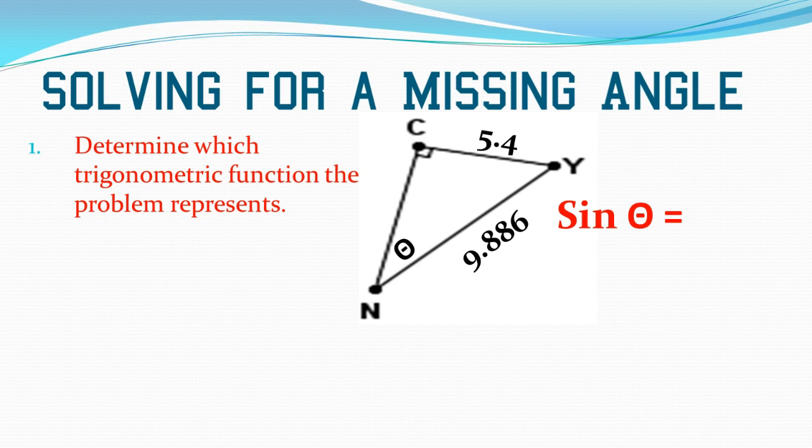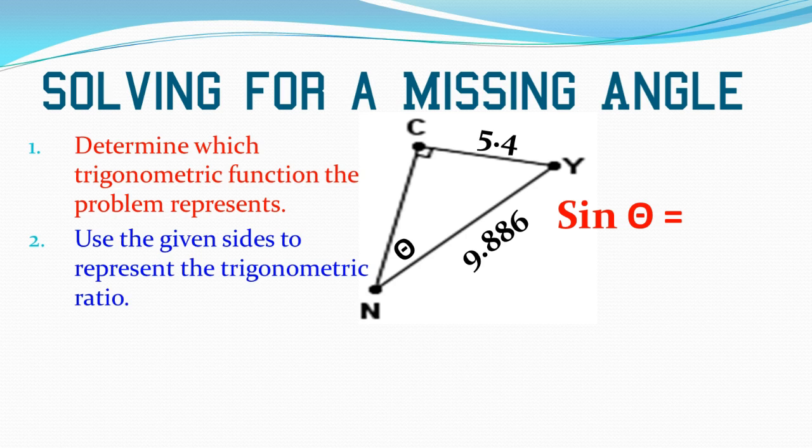So my opposite side, the one I cannot touch if I'm standing on that angle, that's 5.4. So that's going to go up top. I'm going to use these given sides to represent the trigonometric ratio. So opposite is 5.4 divided by the hypotenuse, which is 9.886. So sine of theta equals 5.4 divided by 9.886.